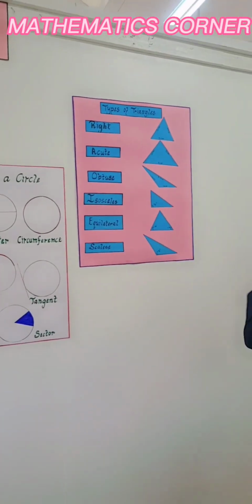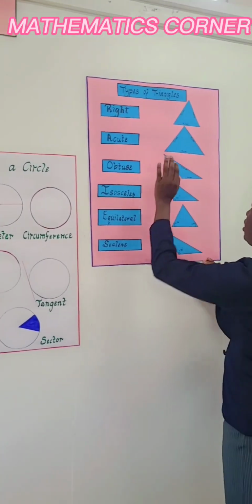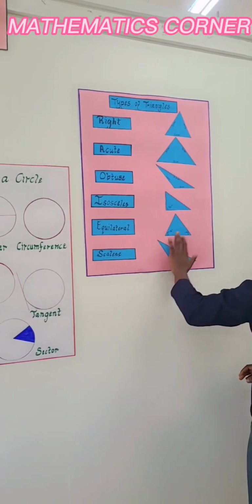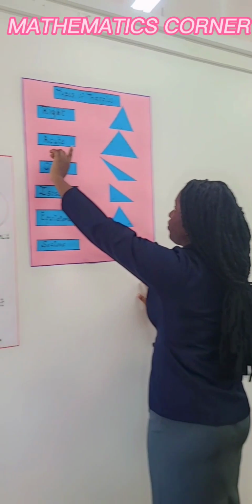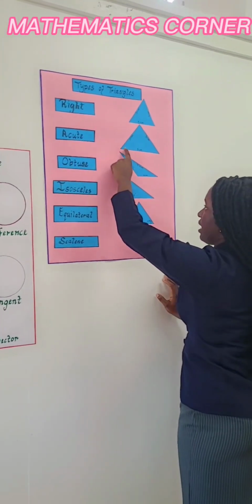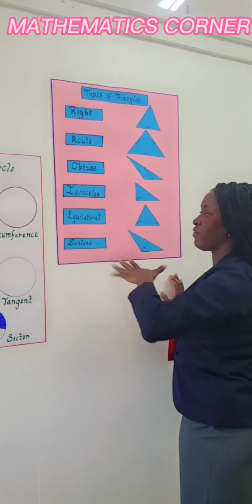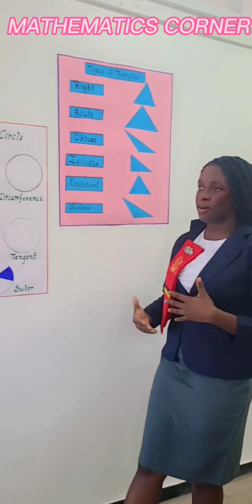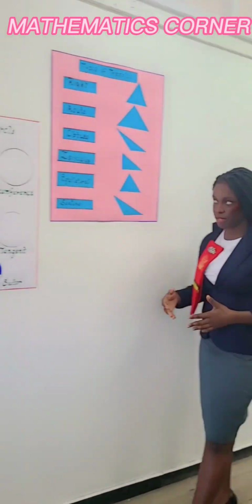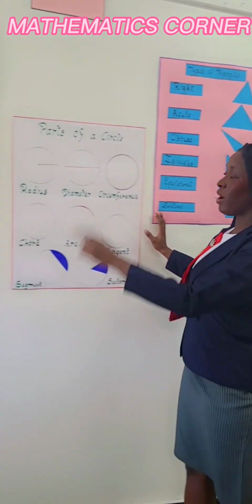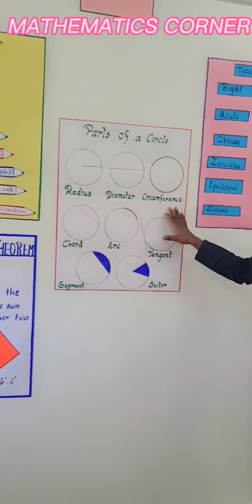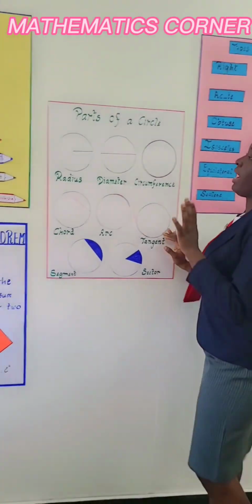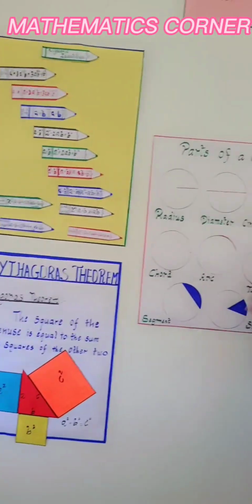Now, in our math corner, we have the types of triangles. With the types of triangles, students will be able to look at the types of triangles without the wording, and then they will paste it alongside. This is just an example of how we want them to incorporate their ideas about how to use the different triangles. Also, we have the parts of the circle, and they need to know the parts of the circle and label the parts of the circle also.